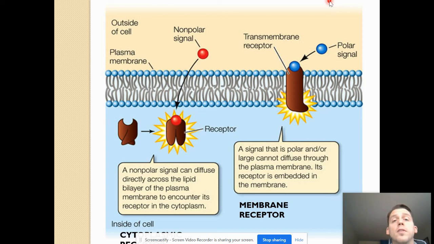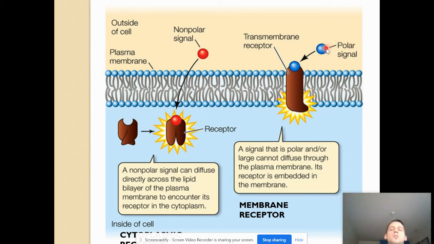The big difference is that on the left, this signal molecule is nonpolar, so it can make it through the membrane unaided. So here we have our inactive receptor. The nonpolar signal diffuses through the membrane on its own, and boom, notice the receptor is activated. So that is a cytoplasmic receptor because the receptor is in the cytoplasm.